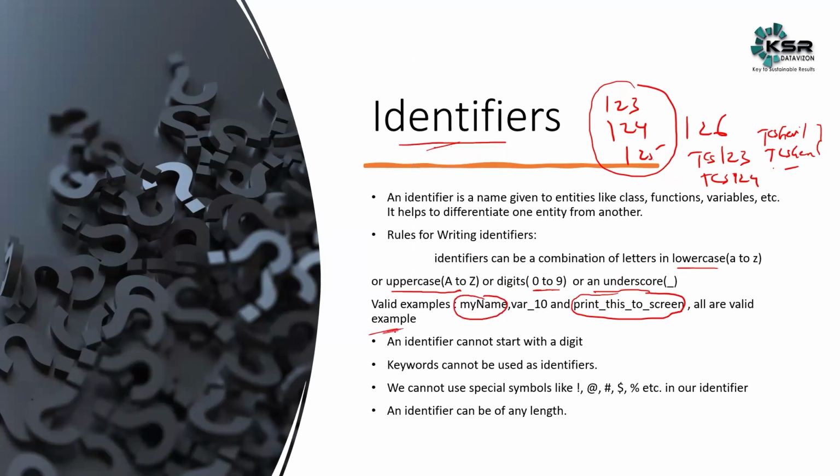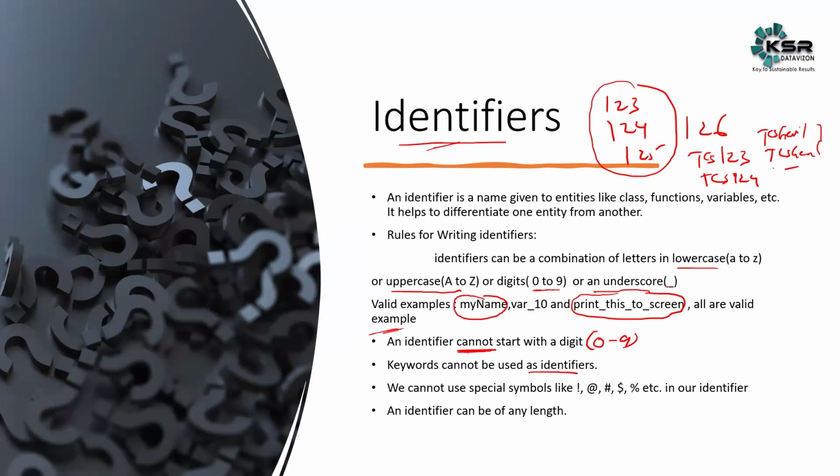But still, an identifier cannot start with a number, a digit. You cannot start with a digit. Identifier cannot start with digit. Remember the point. Identifier cannot start with the digit. Already we discussed keywords, right? Keywords cannot be used as an identifier.